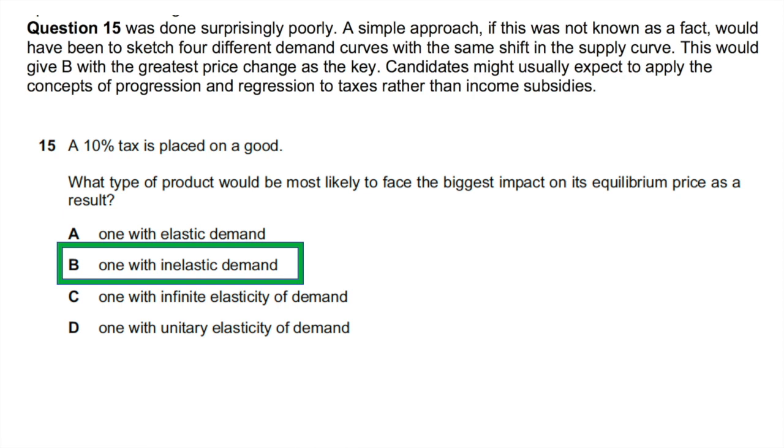A simple approach, if this was not known as a fact, would have been to sketch 4 different demand curves with the same shift in the supply curve. This would give B with the greatest price change as the key. Candidates might usually expect to apply the concepts of progression and regression to taxes rather than income subsidies.